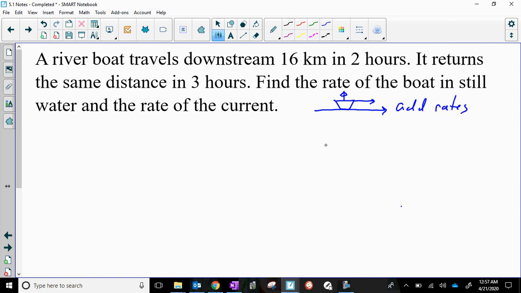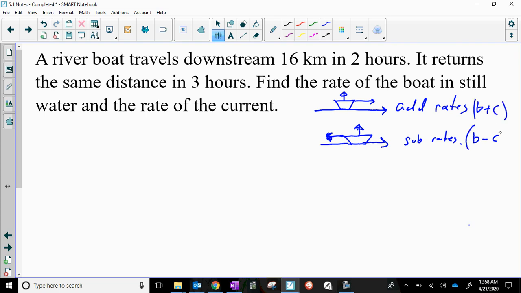And if you go against the current, so if the water is going this way, but your boat is going this way, you would subtract the rates. And if you wanted the boat to actually move this way, opposite, the boat would have to be going faster than the current, or otherwise it would just float backwards really slowly. If you go the same speed, it doesn't move. So what you want to do is boat minus current. In this case, you want to do boat plus current.